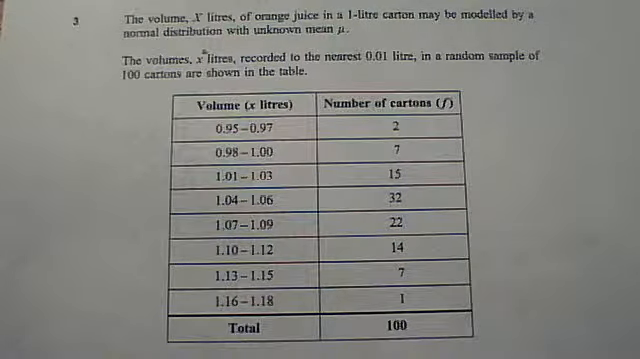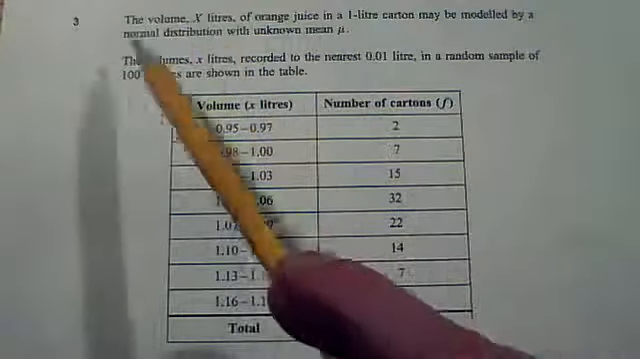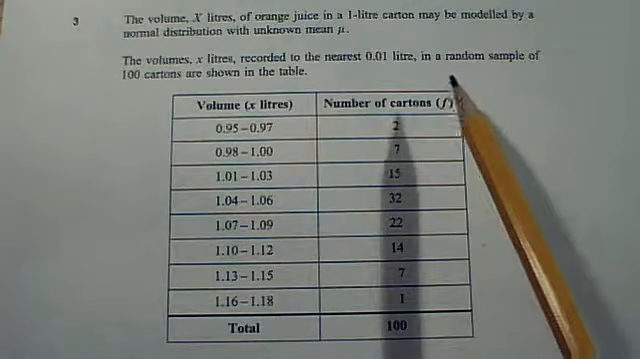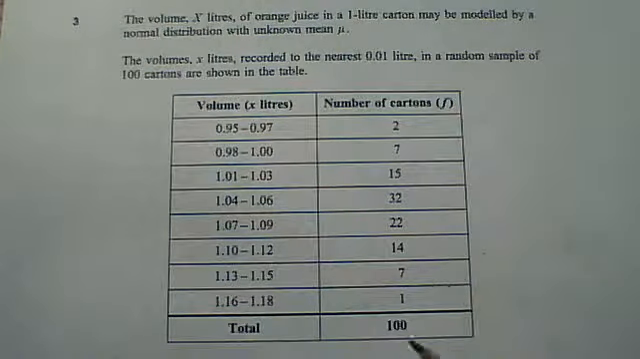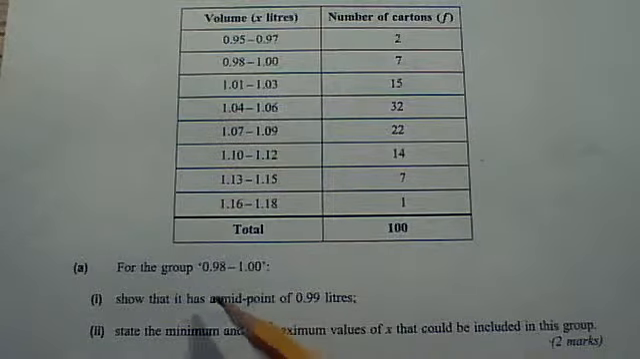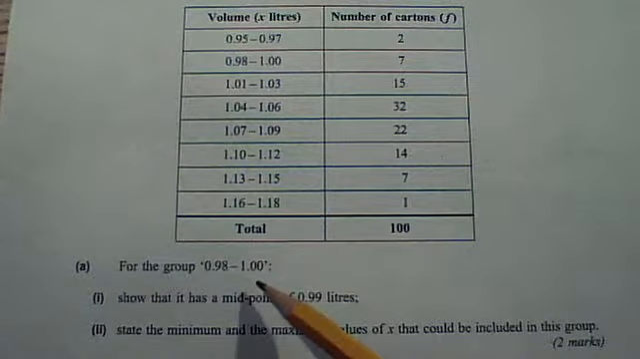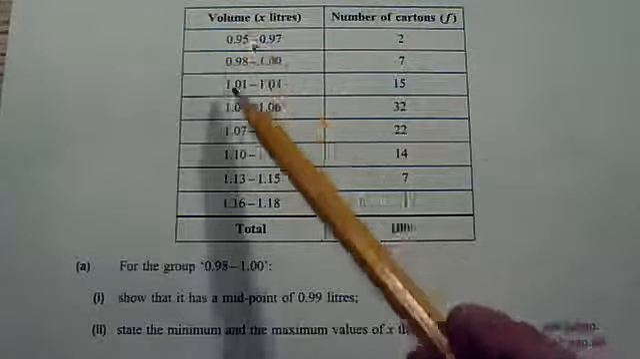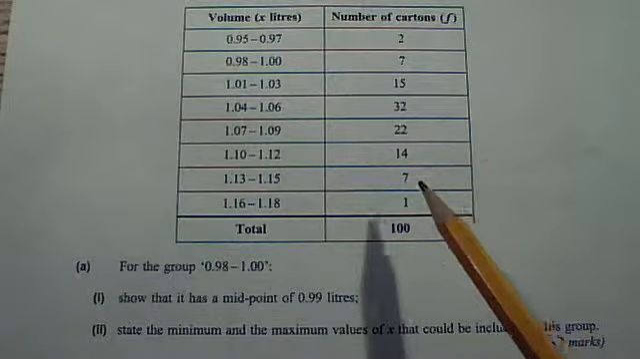Okay, here we have a question that isn't obviously of a familiar type because of this table of data. Do read through all this information at the top. You're going to need to come back to some of that later on. But the first part asks us to focus on the group 0.98 to 1.00. We've got volumes, groups, and then we've got frequencies.